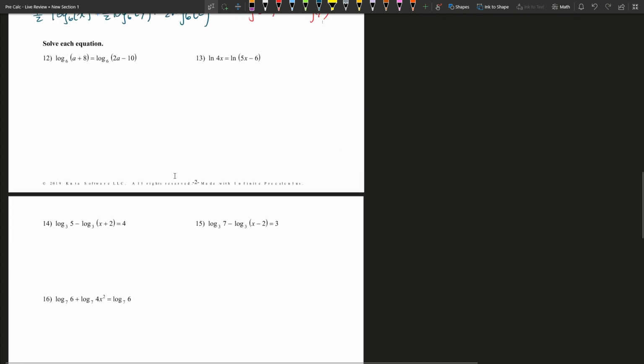And then the rest is using the one-to-one property with logs and the properties. Okay, so number 12, because there's a log base 6 on both sides, in a way, they cancel. So we're just left with a plus 8 is equal to 2a minus 10, and then solve that. So if we add 10 to both sides and subtract a from both sides, we get a is equal to 18, and then we're done.